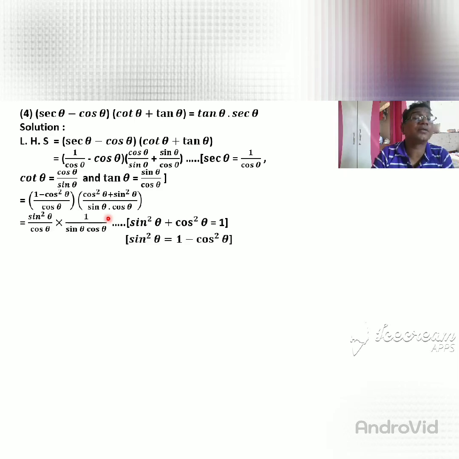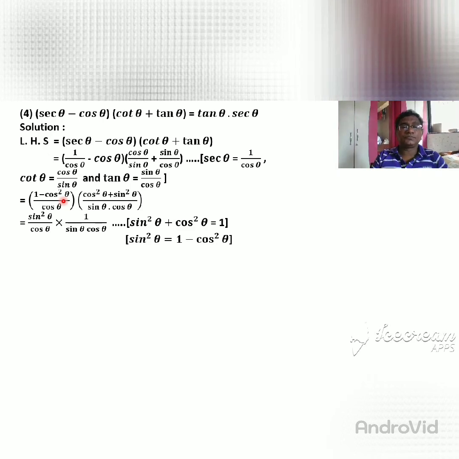Okay, then another, see 1 minus cos square theta. 1 minus cos square theta is equal to sin square theta. Remember that they are opposite. When you write 1 minus cos square theta, then you get sin square theta. When you write 1 minus sin square theta, then you get cos square theta. Okay, they are totally opposite to each other. So 1 minus cos square theta, you get sin square theta. The denominator cos theta remains as it is.